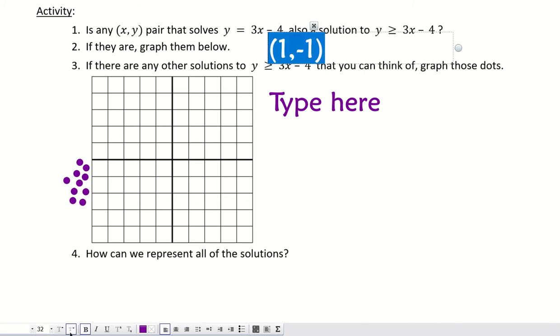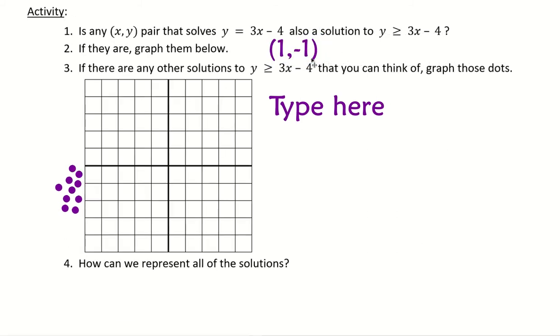So maybe just make that a little bit smaller. This would be an example of an xy pair that solves this equation. Would this ordered pair also solve this? If you plugged in negative 1 for y and 1 for x, would it make a true statement? Is negative 1 greater than or equal to 3 times 1 minus 4?